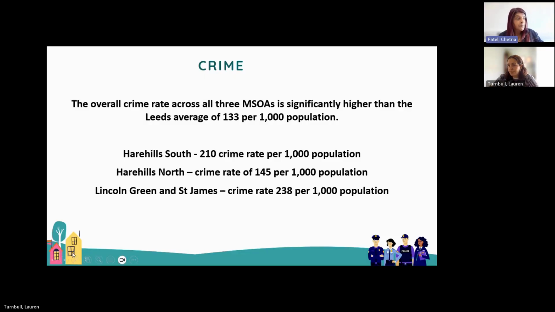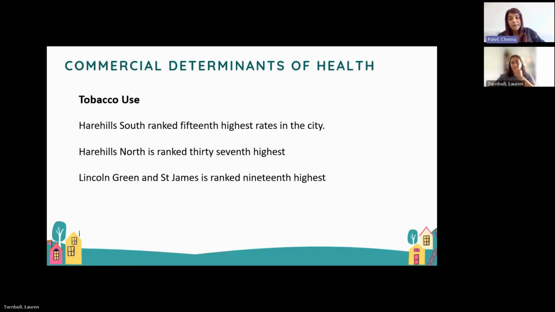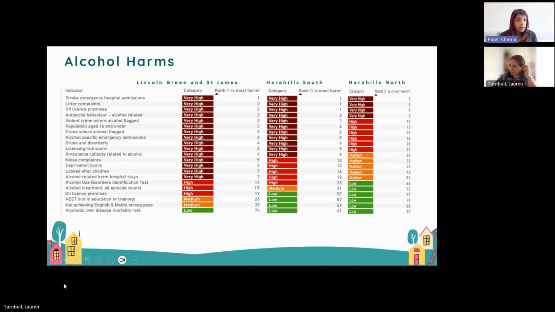Next slide. Which is around tobacco. Again, as we've talked about, high use of tobacco, the highest rates in terms of smoking. So again, that's a major issue when it comes to commercial determinants of health. And the next slide, please, Lauren, talks about alcohol harm.